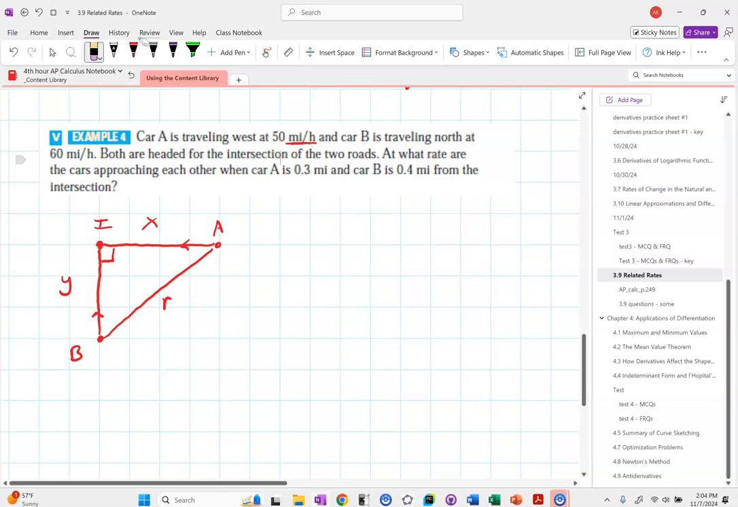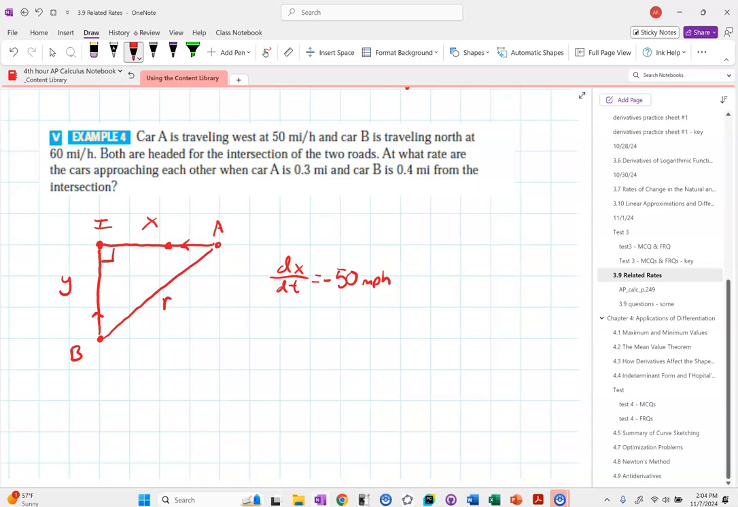It's a rate, so it's one of our derivatives, right? Which one is it? dx dt. And what's it equal? Yeah, it's negative 50. Why is it negative 50? Not because it's going west, because as A travels, that distance between the intersection and the car is decreasing. Has nothing to do with the direction the car is traveling. It's that the distance to the intersection is closing. It's getting smaller. Everybody's okay?